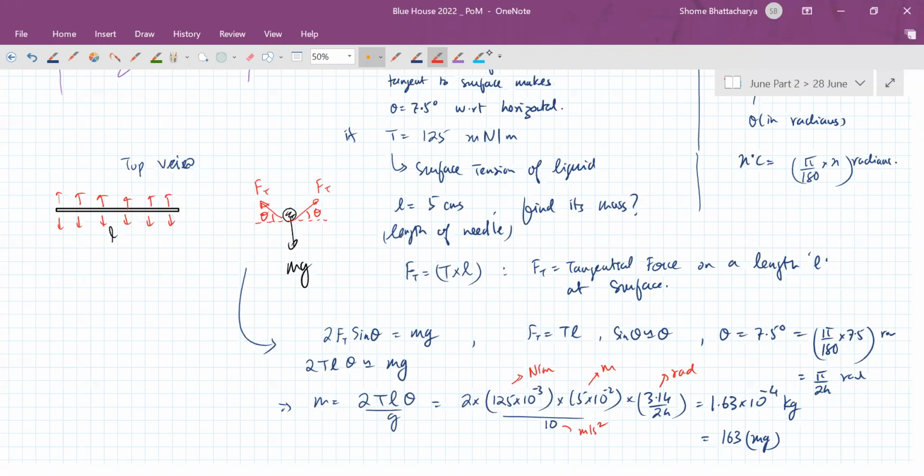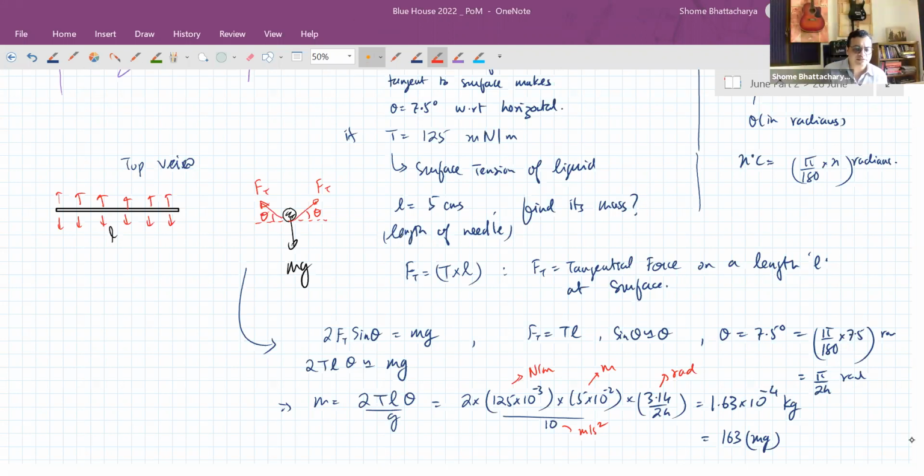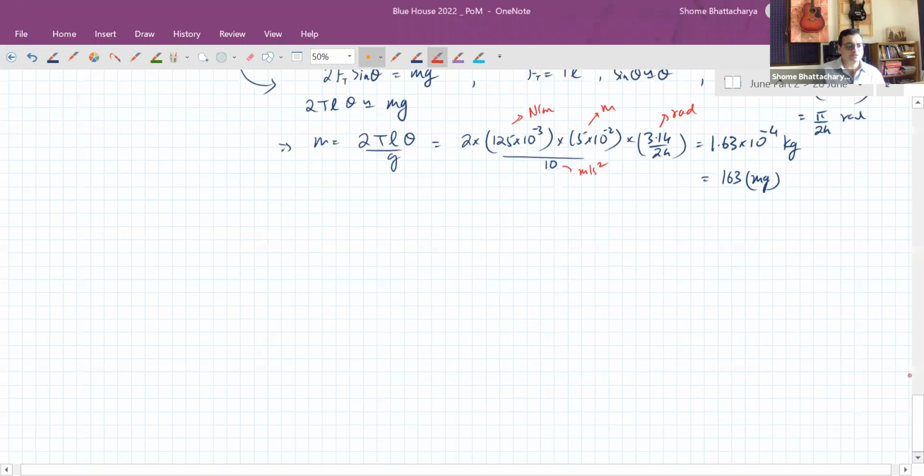Okay, so this is one type of calculation that we do involving surface tension, where we are calculating tangential force at a surface using the definition of surface tension as force per unit length. Okay. So nothing more complicated than this. This is what that part of surface tension is about.